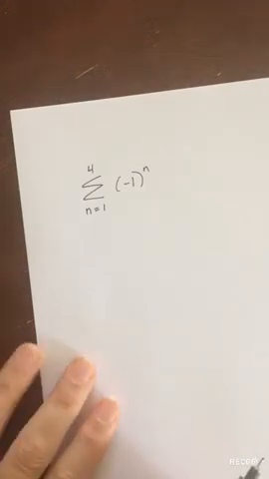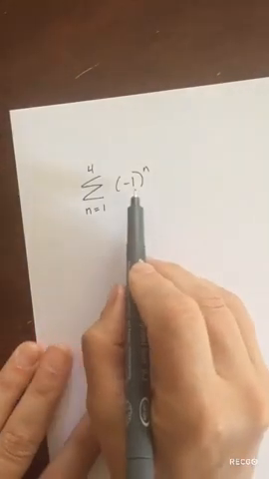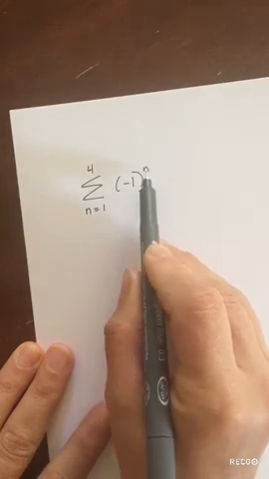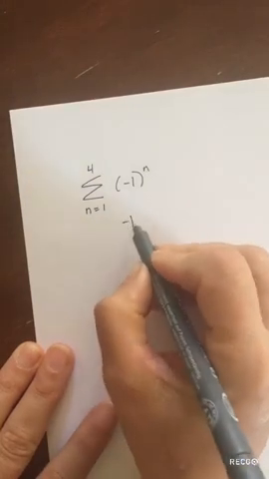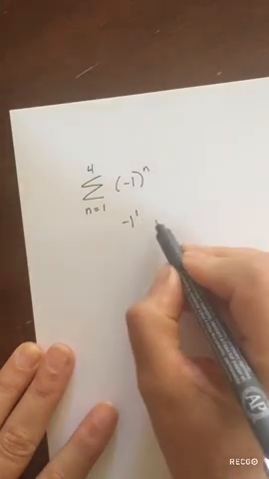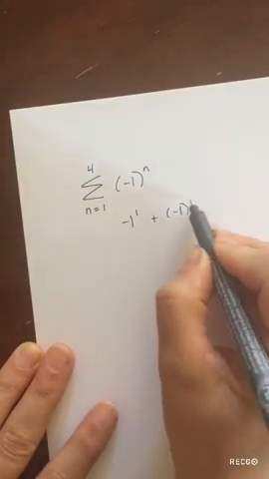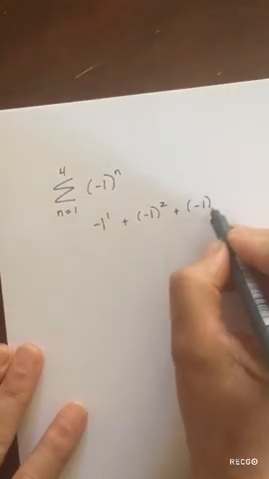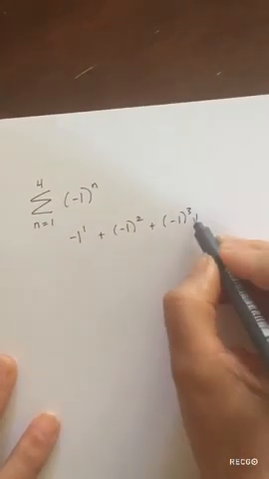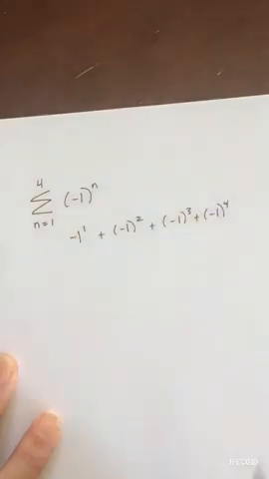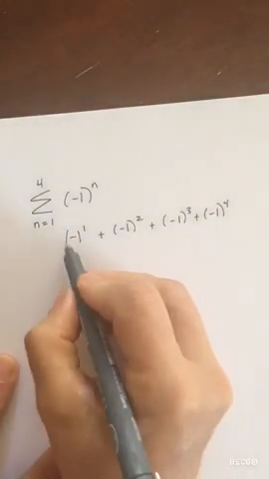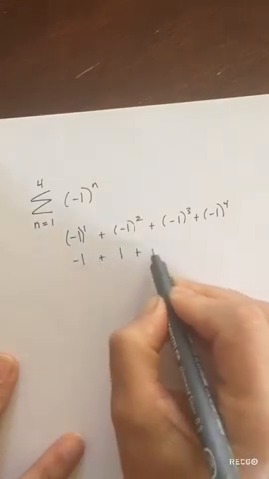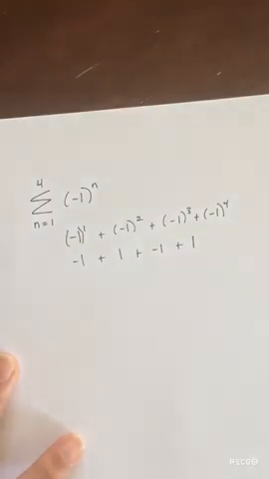Okay, let's look at this. So what happens with this one is if I evaluate it, -1 to the n is just going to be -1 to the 1 for the first thing, and then I'm going to have -1 squared for the next thing, and then I'm going to get -1 cubed, and then -1 to the 4th. Okay, so obviously you see it's -1, then +1, then -1, then +1.